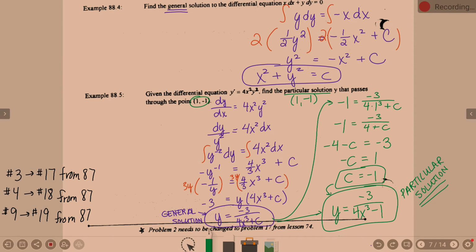Notice there was one problem listed down below. Problem 2 needs to be changed to problem 17 from 74. However, I chose to skip 87, so I have 3 others written off to the side. 3, 4, and 9 are going to become 17, 18, 19 from 87. And that's because when these notes were originally created, 87 wasn't skipped.